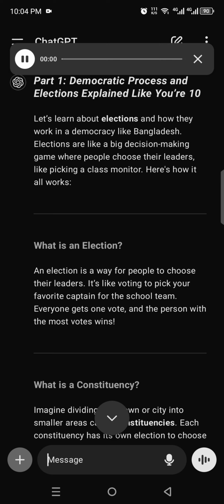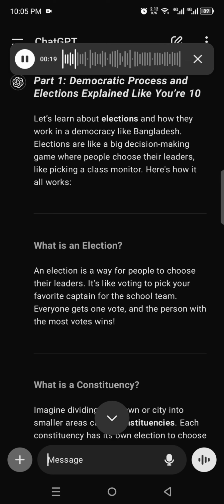Part 1, Democratic Process and Elections Explained like you're 10. Let's learn about elections and how they work in a democracy like Bangladesh. Elections are like a big decision-making game where people choose their leaders, like picking a class monitor. Here's how it all works.